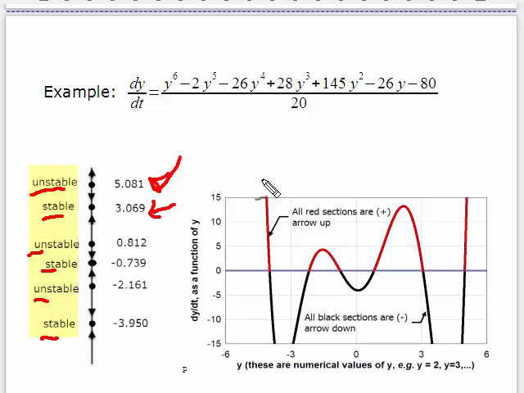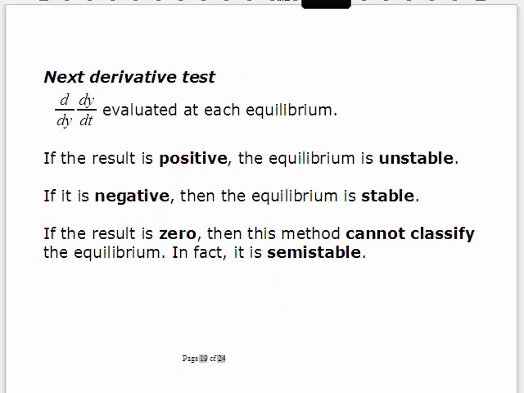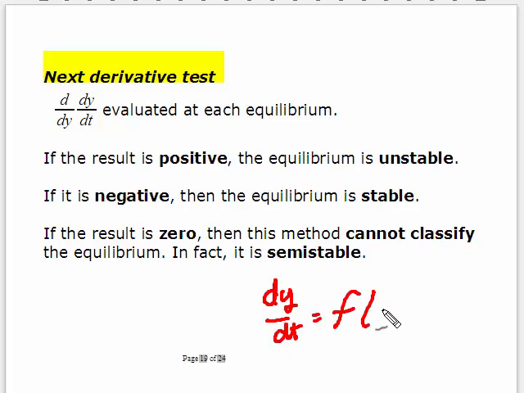Now we'll look at the third method. This method I'm calling the next derivative test. What I mean by that is that we have the differential equation dy by dt, and it equals some function of y because we're dealing with these autonomous equations. I'm going to take the derivative of this.